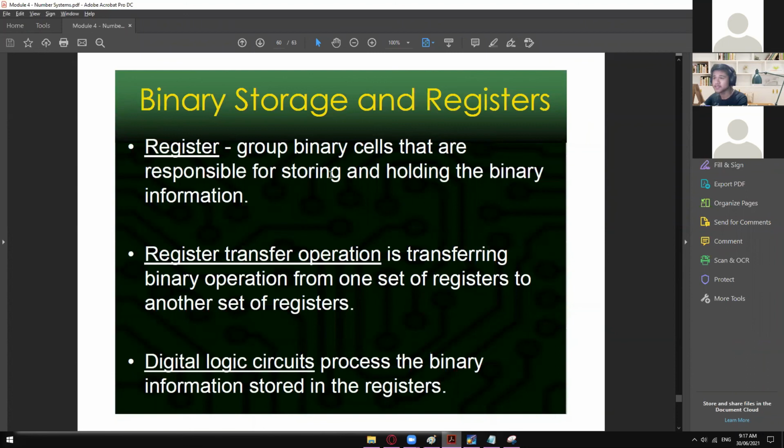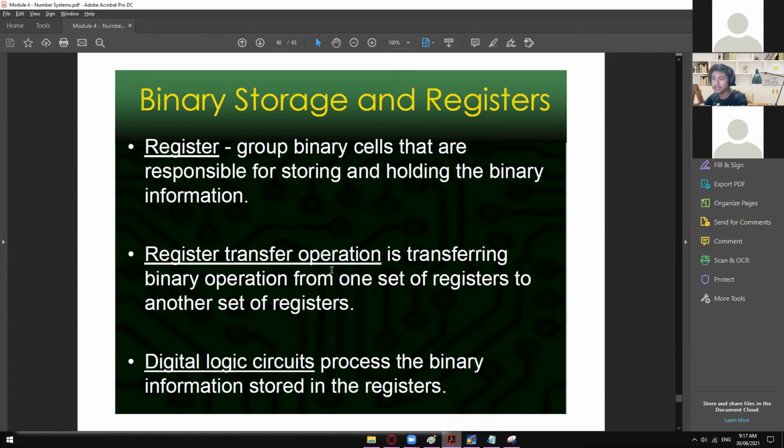So a register is a group of binary cells that are responsible for storing and holding the binary information. So it is basically where the characters that we are clicking right here are being registered to. And then a register transfer operation is transferring binary information from one set of registers to another set of registers. So after registering onto the first cell, it will be converted into this cell, and then another conversion, and then it will be displayed on our monitor. So we have a lot of conversions happening in our computers.